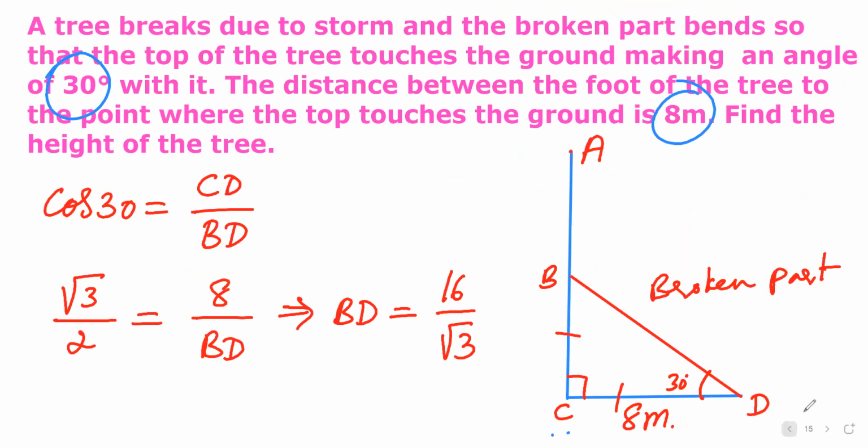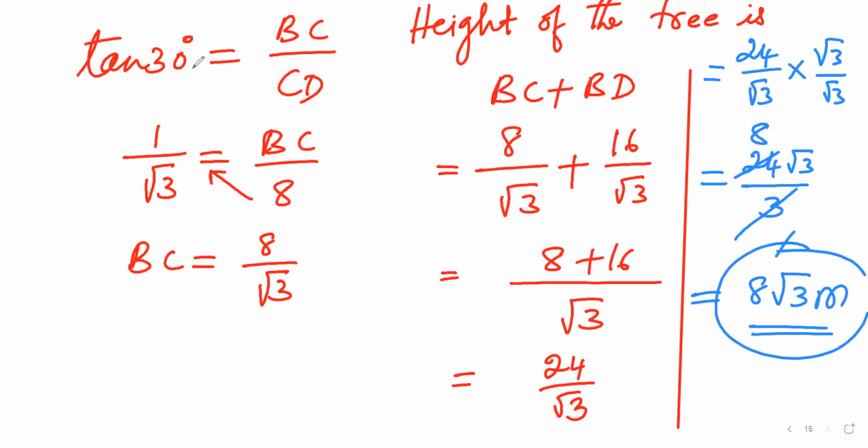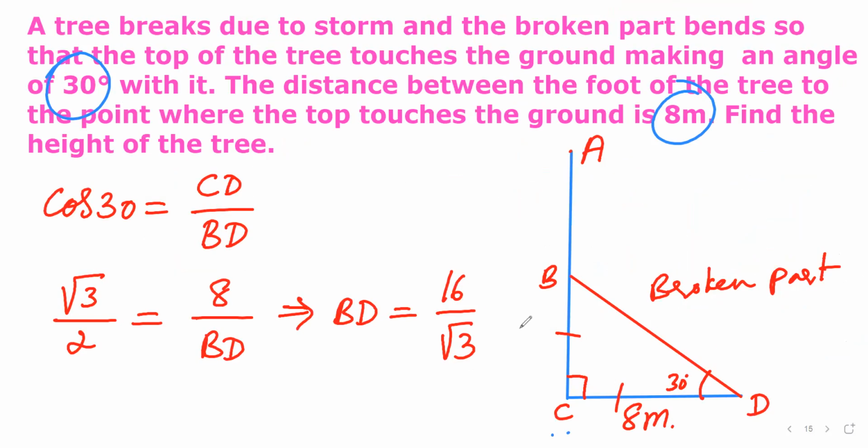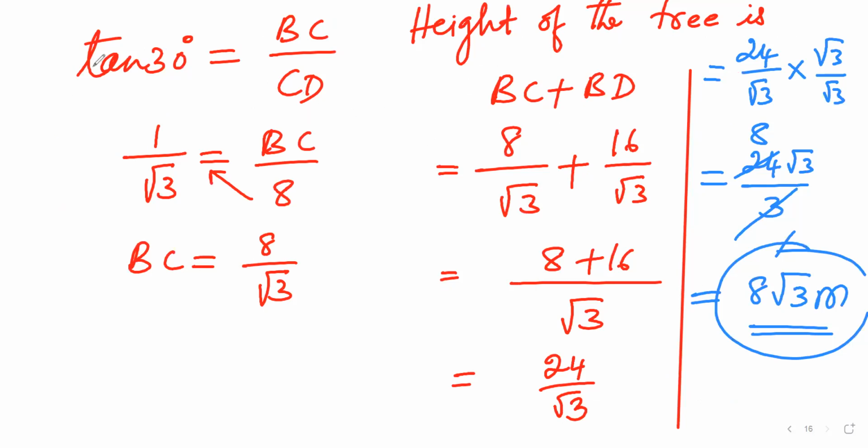So here cos 30 is taken as what? CD divided by BD, base divided by hypotenuse. Okay. And here tan 30 we have taken as opposite divided by base. So these are the very important factors we have to observe here. Okay, so these are the very important questions which we have discussed till now. So hope this is very clear.